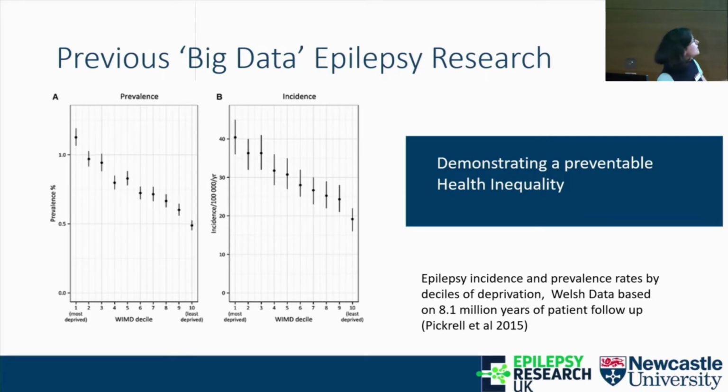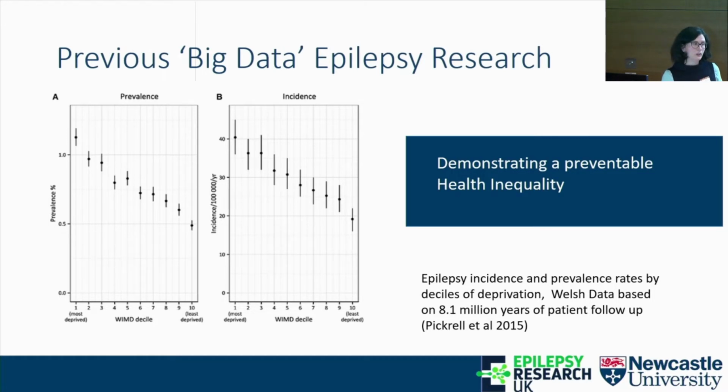It's a little bit hard to see, but if you look on this slide, the graph closest to me, in the least deprived areas, epilepsy prevalence is less than 0.5%. So less than 0.5% of people will get epilepsy. In the most deprived, it's over 1%. It's getting close to 1.5%. So there's a big difference. There's over twice as many people in the most deprived areas getting epilepsy compared to the least deprived.